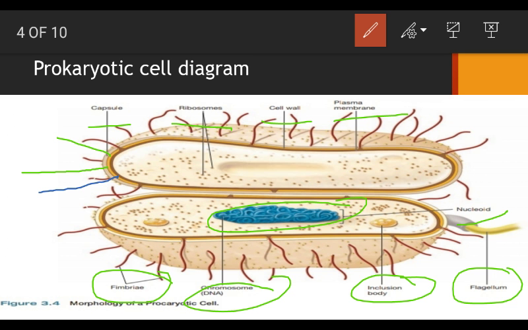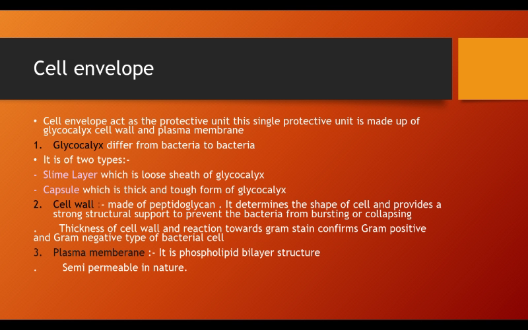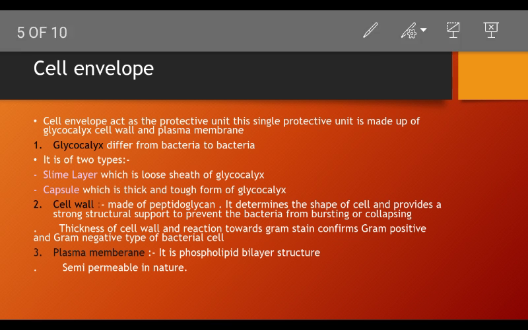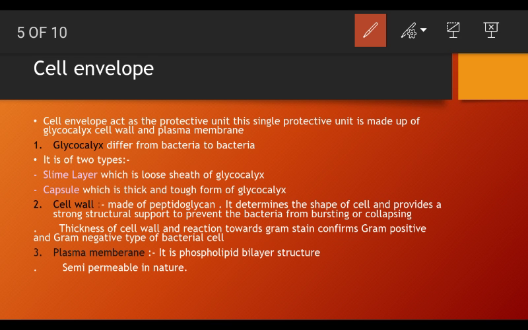Ribosomes are present in the cytoplasm. They are floating in the cytoplasm. They do not have any organelle to get attached to. It is about the cell envelope, as I have shown you earlier. The cell envelope acts as a protective unit for the bacterial cell, and this single protective unit is made up of glycocalyx, cell wall, and plasma membrane.